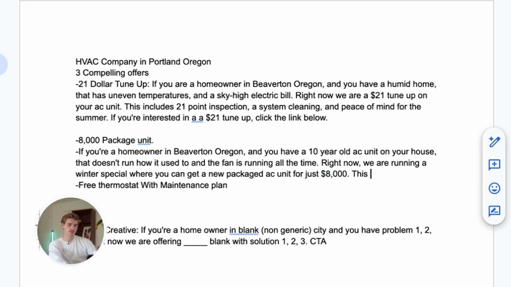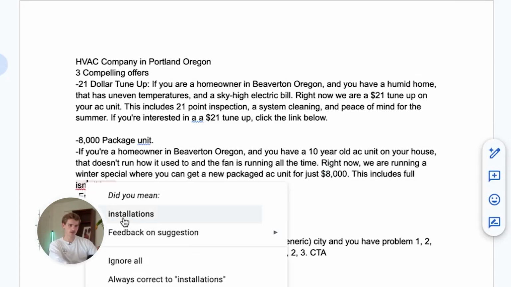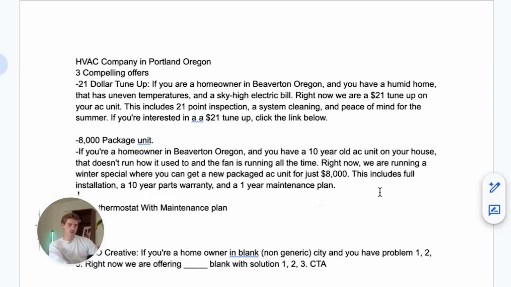So this includes full installation, a 10-year parts warranty, and a 1-year maintenance plan. Let's just say we're throwing that in there. Okay. So we just added on all these extra things. So solution, maintenance plan, 10-year parts warranty, full installation. All those things are going to make this just the cherry on top, okay?